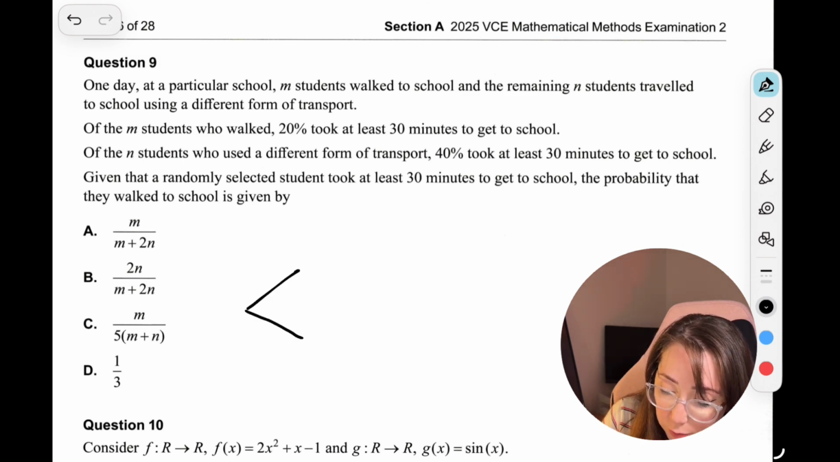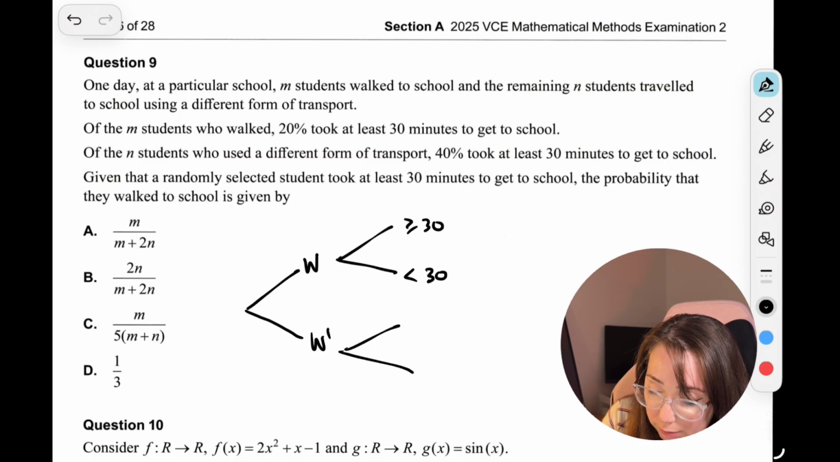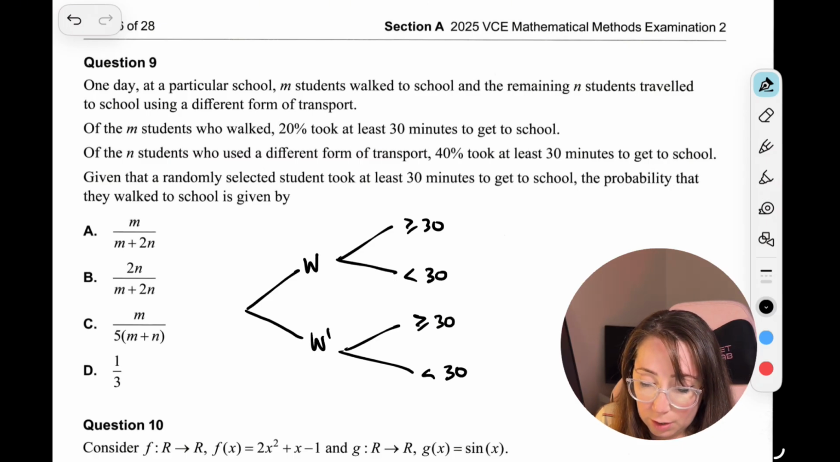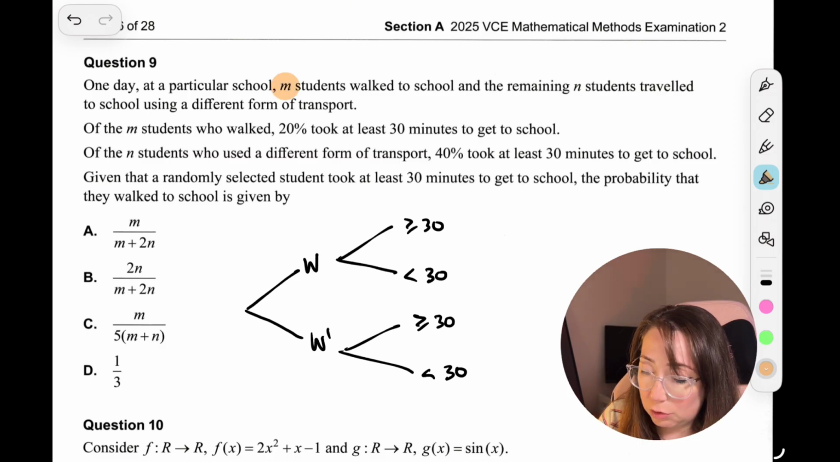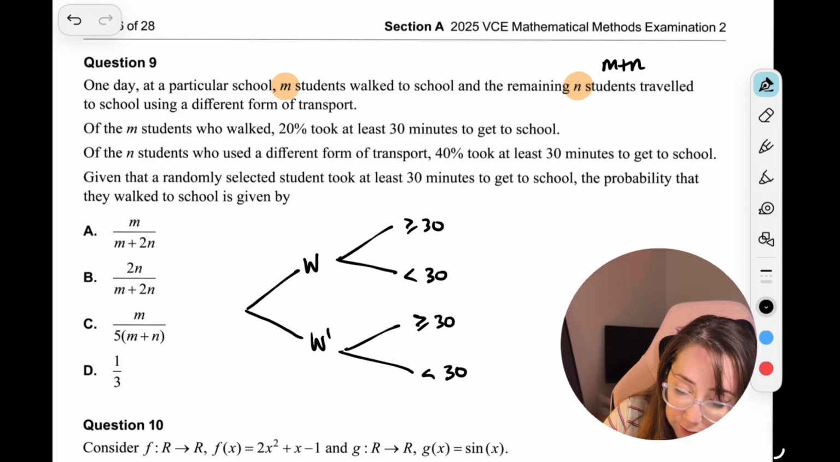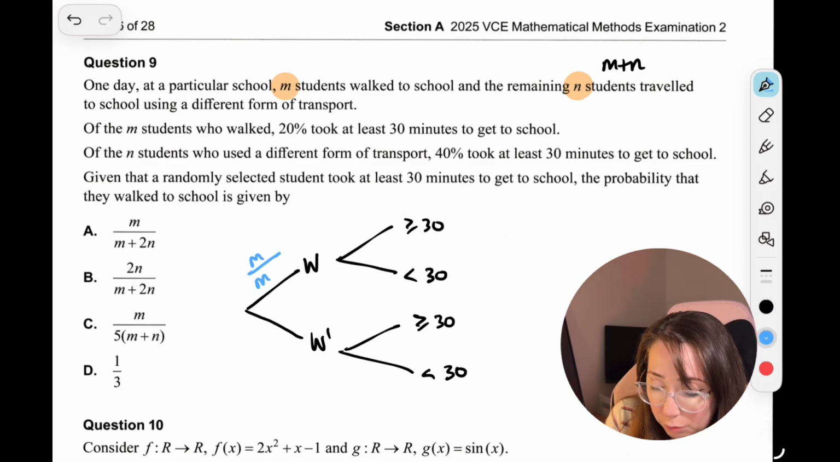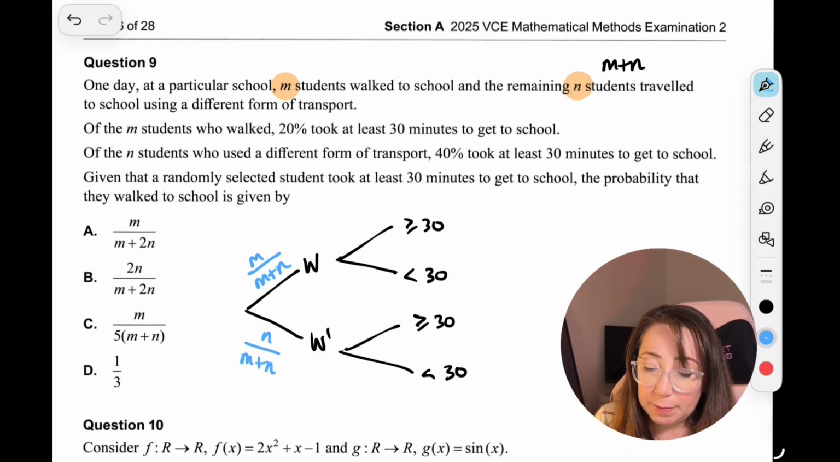So they either walk or they didn't walk, and then they either took at least 30 minutes or less. Okay, now in terms of the probability, there's a whole bunch of things. I'm obviously not reading out the question properly or highlighting. You would spend a lot of time doing that, breaking it all down. So we've got m students and n students. So the total number of students that I have is m plus n. And so the probability of those walking is m on m plus n, and not walking is n on m plus n.